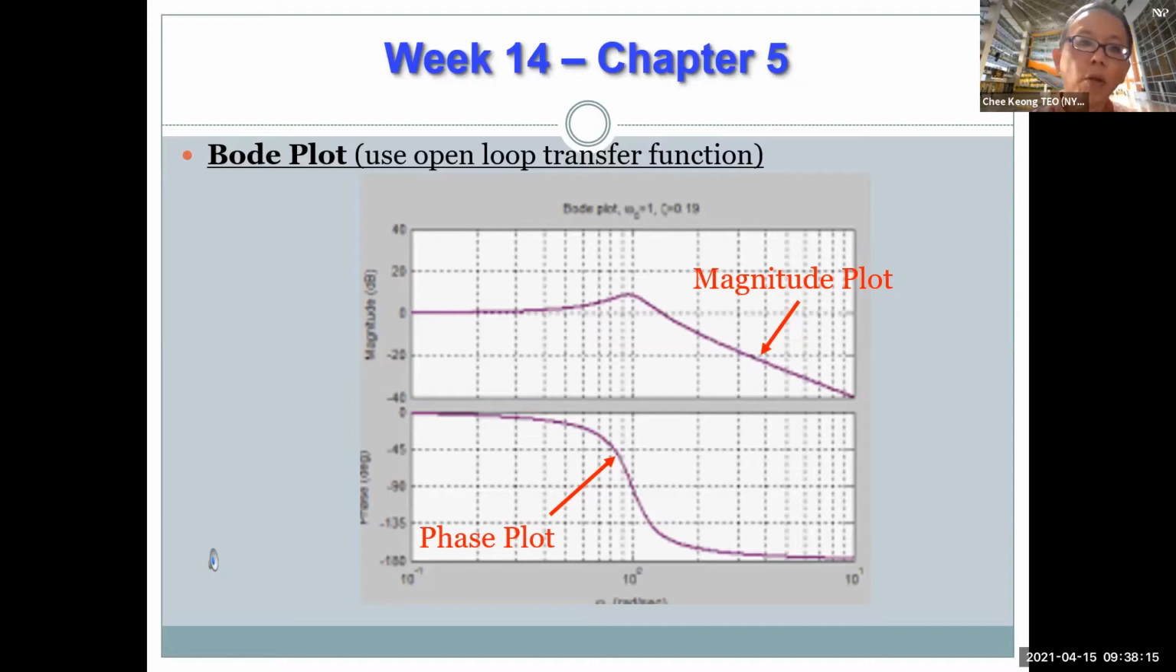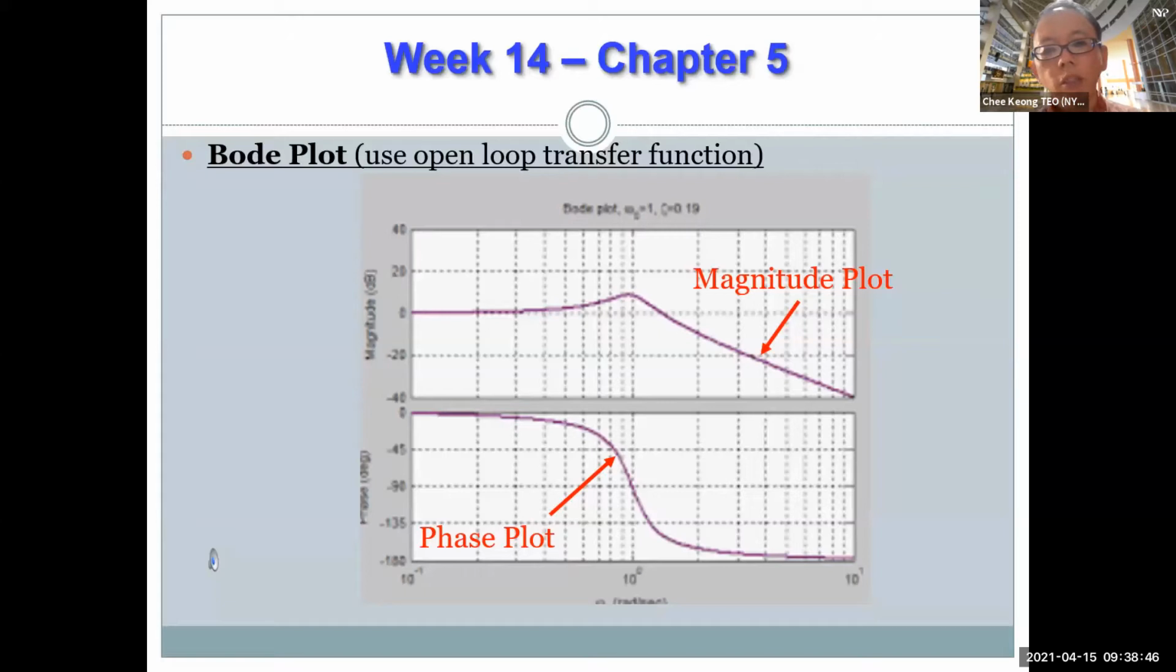So basically in Bode plot, we always use, in fact only use, the open-loop transfer function. A lot of times, when I started teaching the Bode plot, I reminded students to please use the open-loop transfer function, but in the test or exam, they always use the closed-loop transfer function. Closed-loop transfer function is more complicated, so plotting the Bode plot will be a lot more difficult than with the open-loop transfer function. So please take note, we only use the open-loop transfer function.